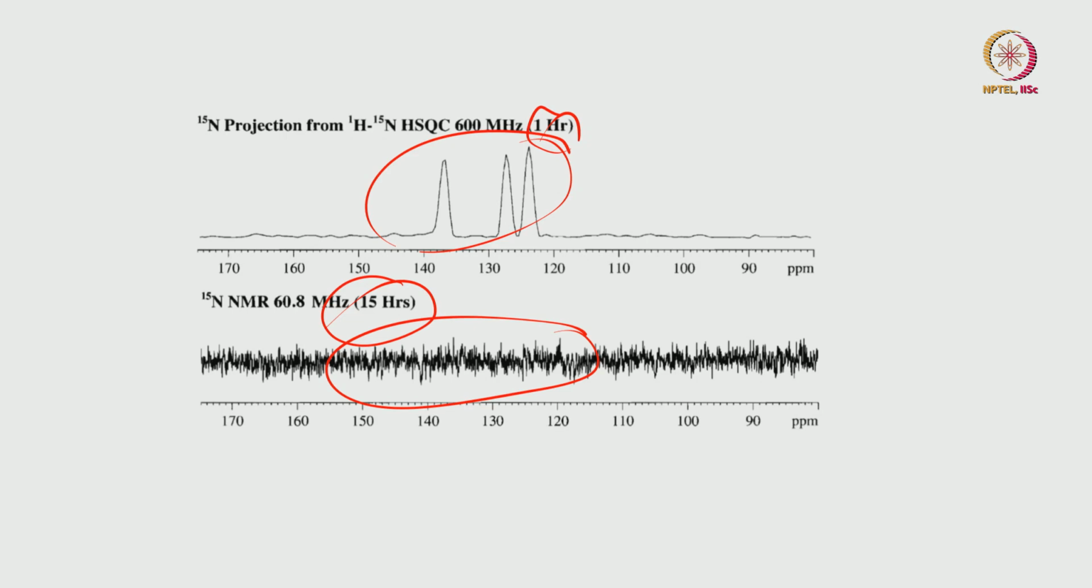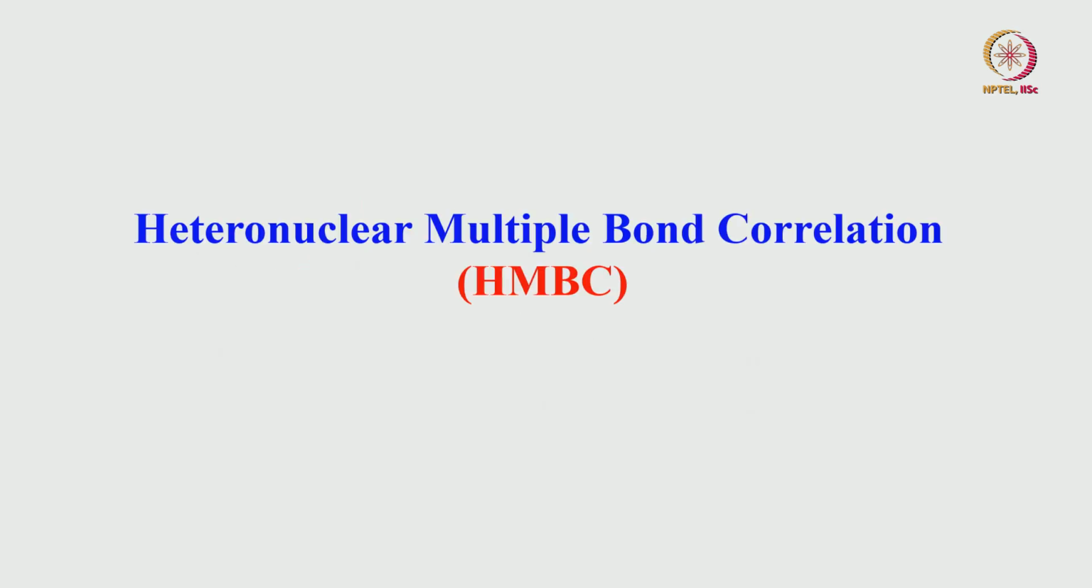And if you take the projection, we will see very good peaks with very good signal-to-noise ratio compared to the direct observation of nitrogen 15. So, this is what I just wanted to tell you about nitrogen 15, carbon 13 proton, nitrogen 15 HSQC. You can take any other heteronuclei also, no problem.